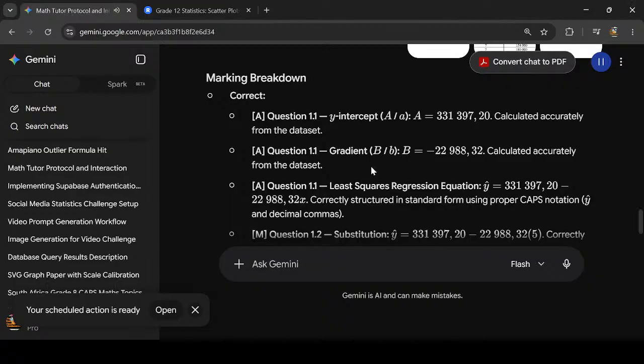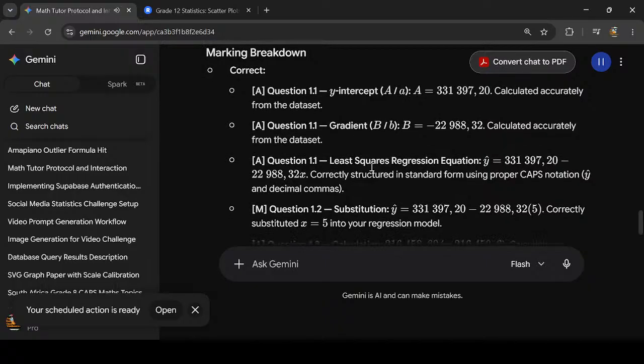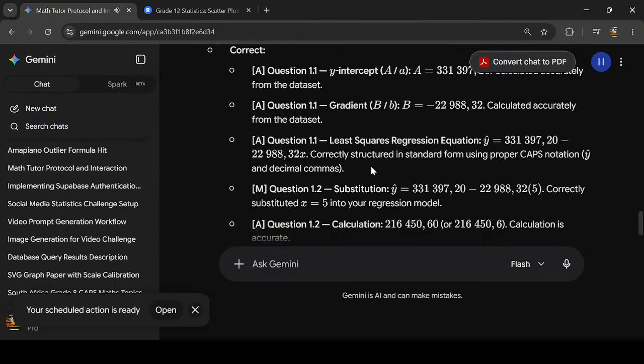Marking breakdown. Correct. A. Question 1.1, y-intercept. A equals 331,397.20, calculated accurately from the dataset. A. Question 1.1, gradient. B equals minus 22,988.32, calculated accurately from the dataset. A. Question 1.1, least squares regression equation. Hat y equals 331,397.20 minus 22,988.32x, correctly structured in standard form using proper CAPS notation, hat y, and decimal commas.